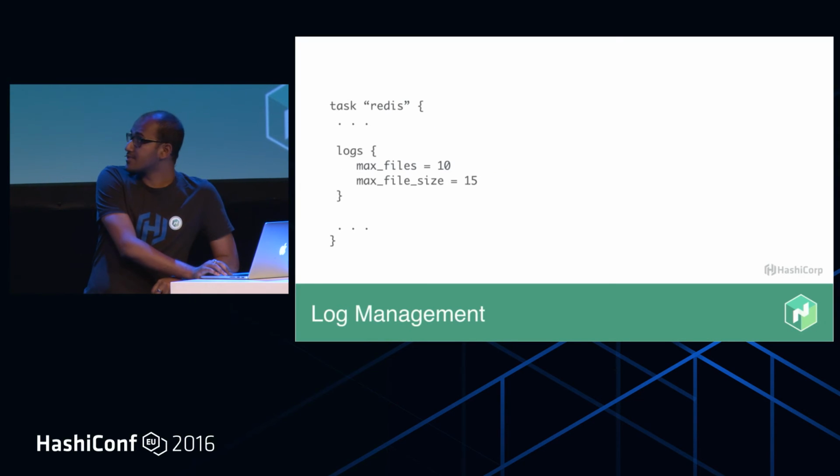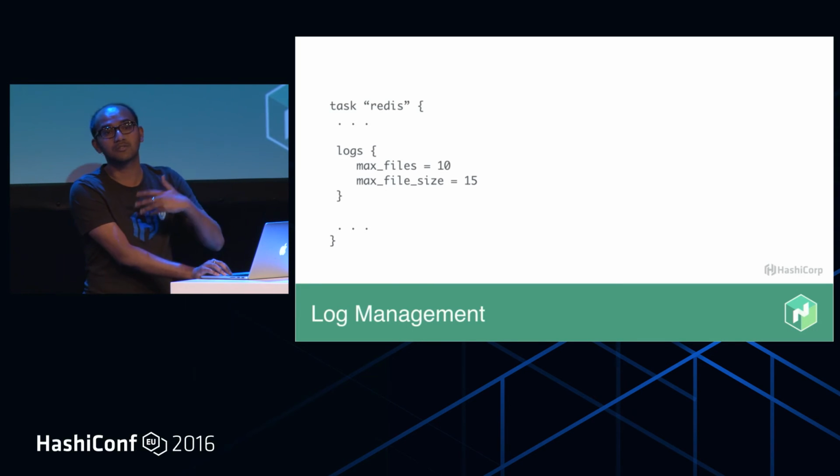So you have a configuration like this, where you can set the number of log files and the maximum file size. If you say that the number of files is 0 and max file size is 0, then Nomad is just going to turn off logging until you turn it back on again.